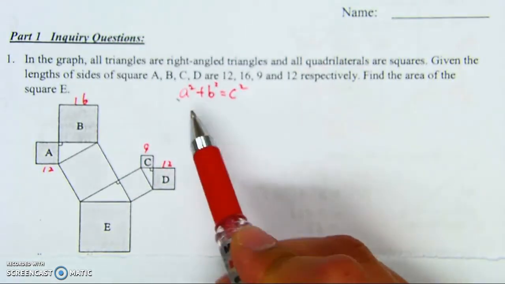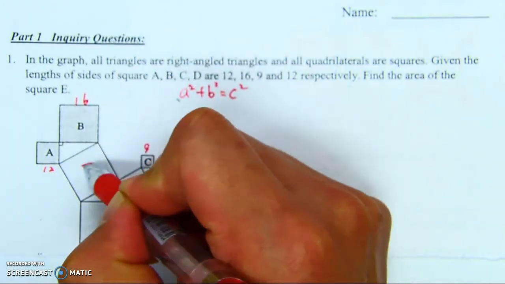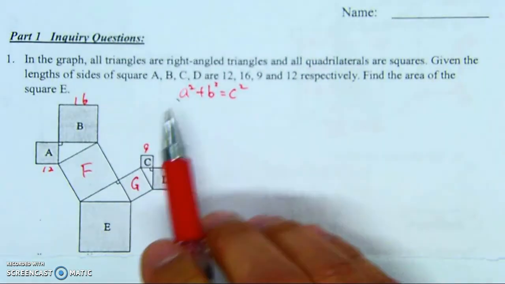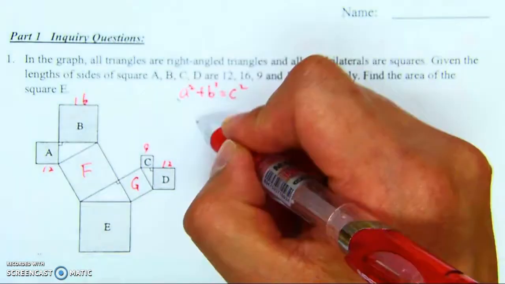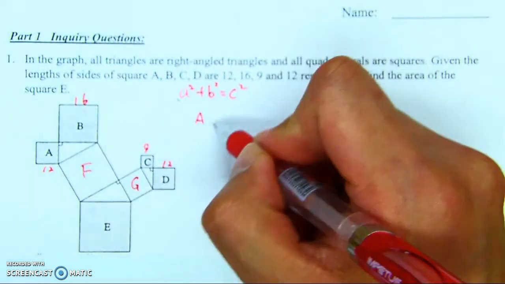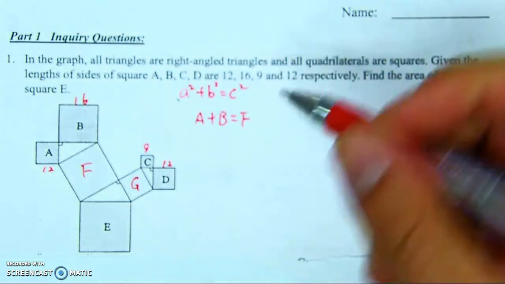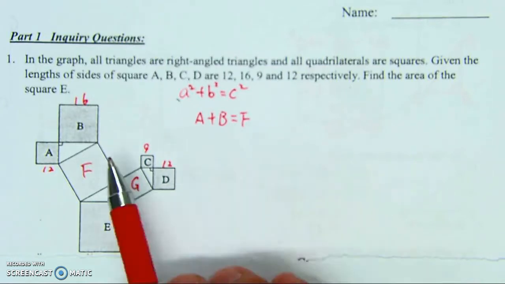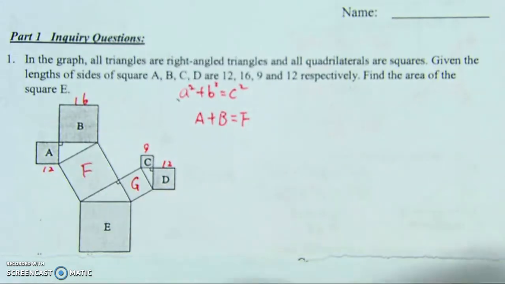Okay, now according to this, I want to name this part. This is A, B, C, D, E, F. We want to name that area F, and this one is area G. Now, according to this, we know that A squared actually is that A. So we can write A. B squared actually is the area of that square, so that is B. Equals actually the F, the area based on the C. So A plus B equals F. That means the area of A plus the area of B equals the area of F.